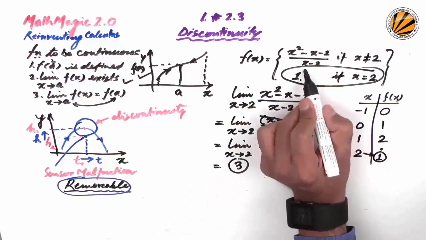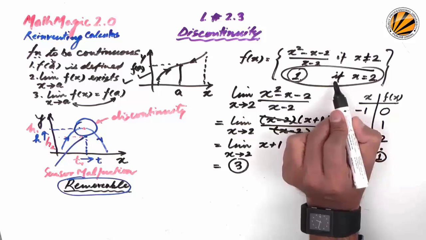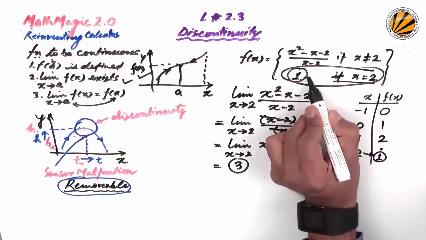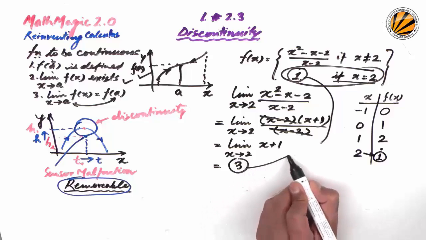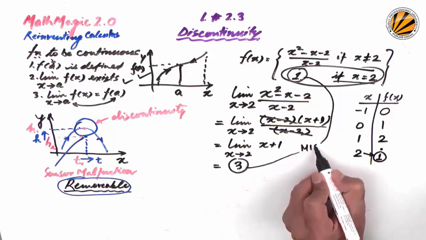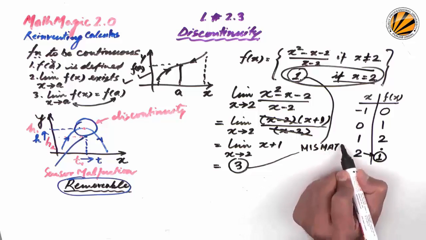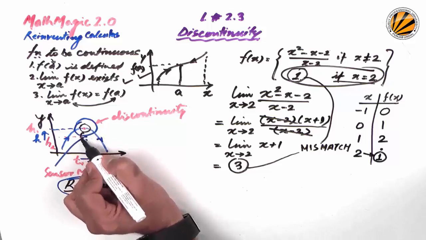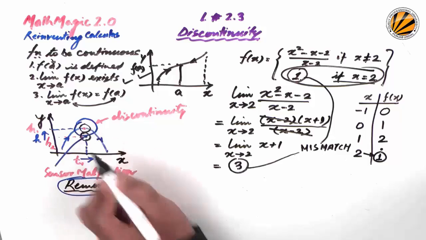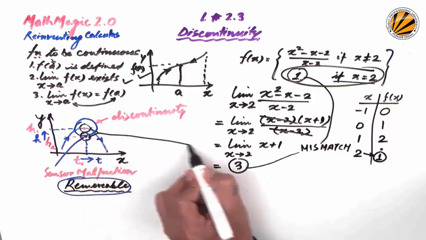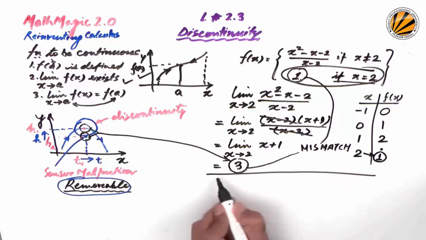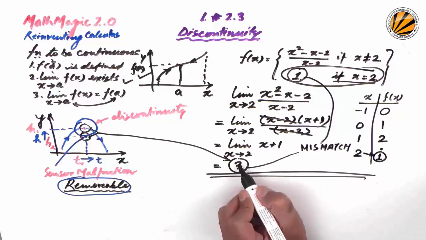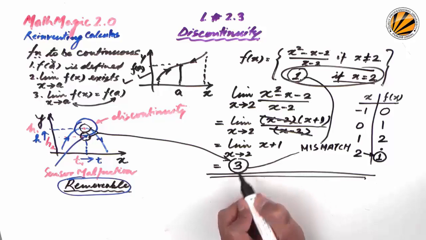Now look at this scenario. The definition of the function says that if x is equal to 2, the value is 1, but when we are putting up the limits, it is saying 3. So there is a mismatch. This is something similar, that the value actually is something else and the limit is making it something else. This can be removed in such a way that if I take it up as 3 or 1, the discontinuity can be removed.